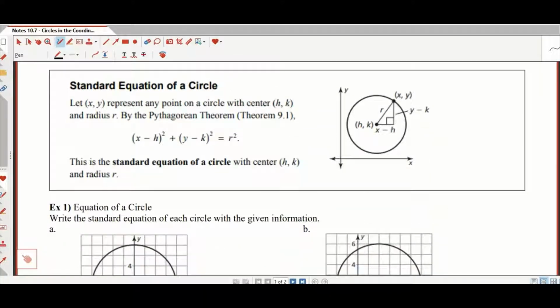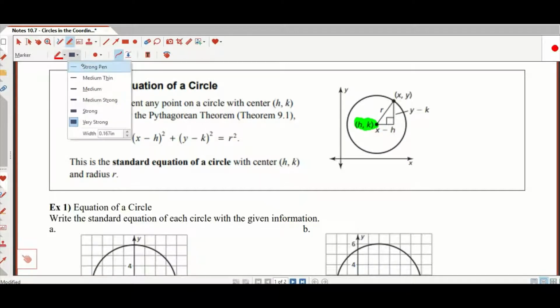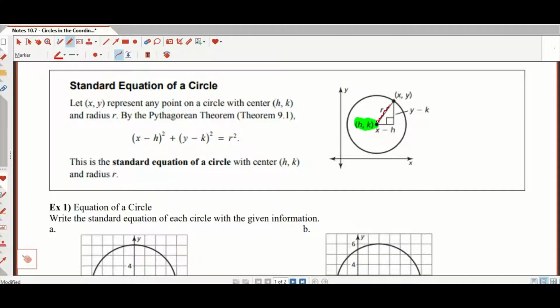All right, so the standard equation of a circle, where if (x, y) is any point on a circle with the center of (h, k) and radius r, that is, the center is at the point (h, k), and the radius of the circle in question is some number r, then the equation is always going to be (x − h)² + (y − k)² = r². And that comes from the Pythagorean theorem, because there's your x coordinate, there's your y coordinate, and it's going to have a distance. That's the square root of the square of r.